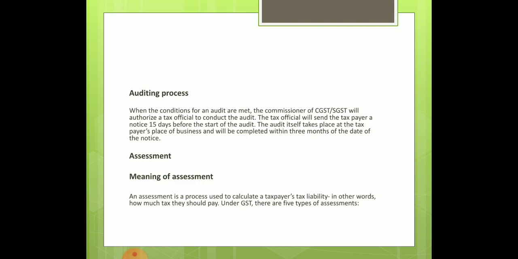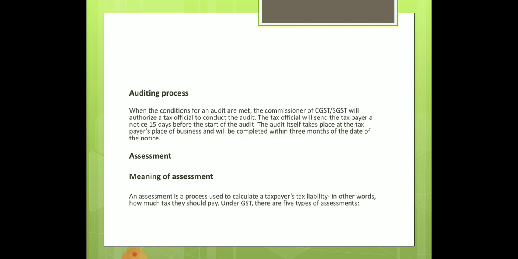What are the auditing processes? When the conditions for an audit are met, the commissioner of the CGST, Central Goods and Services Tax, and SGST, State Goods and Services Tax, will authorize a tax official to conduct the audit. The tax official will send the taxpayer a notice 15 days before the start of the audit. The audit itself takes place at the taxpayer's place of business and will be completed within 3 months of the date of the notice. These are the audit procedures.